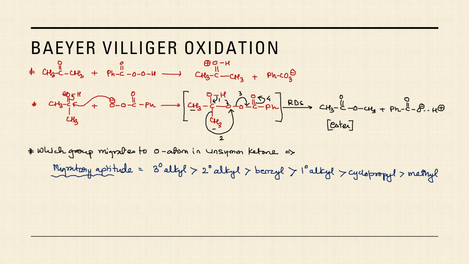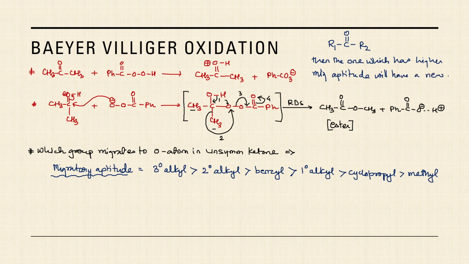And what will migrate, please remember: if there is an unsymmetrical ketone like R1 C double bond O R2, then the one which has higher migratory aptitude will have a new oxygen inserted between it and the C double bond O. Clear?